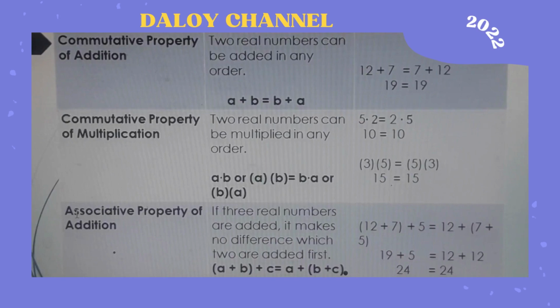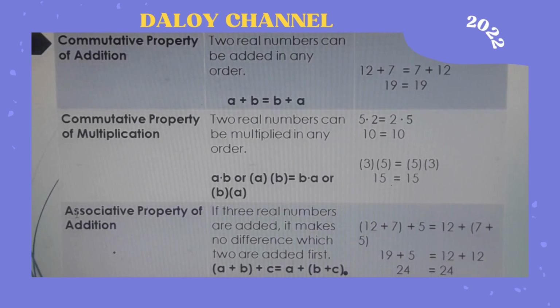Associative property of addition. If 3 real numbers are added, it makes no difference which 2 are added first. For example, the quantity of A plus B, to be added to C, is equal to A plus the quantity of B plus C. Or we can also group first A plus C, to be added to B.